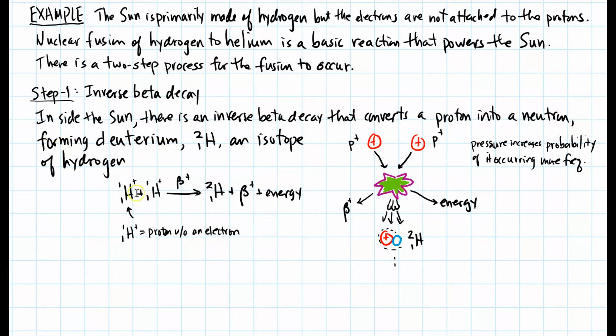So that means here I have a proton and a proton, and if they interact enough, I'm going to get inverse beta decay. And what happens here is that these two protons then spontaneously have one convert to a neutron. So this proton converts into a neutron, and then it releases a beta particle and some energy here.